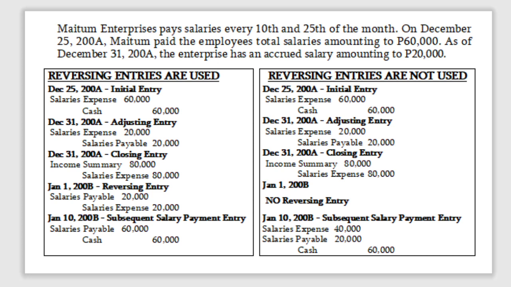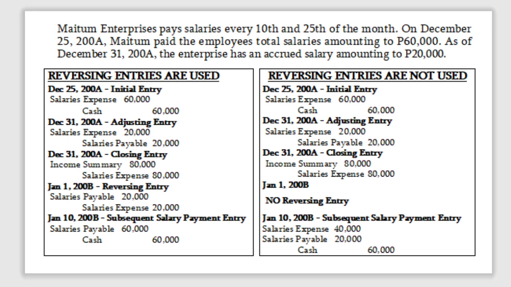So, from 26 to 31, meron pa tayong, ilang days ba yan? 26, 27, 28, 29, 30, 31. So, 6 days na accrued. Ibig sabihin, nakapag-render ng service employee pero hindi pa nababayaran ni employer. So, ito yung magiging entry natin. Meron tayo dito sa left side, reversing entries are used. And dito naman sa right side, kapag hindi natin ginamit yung reversing entries, ano bang pagkakaiba?